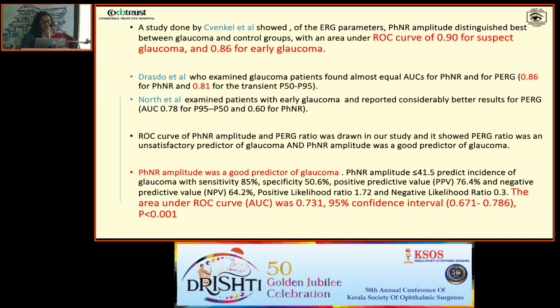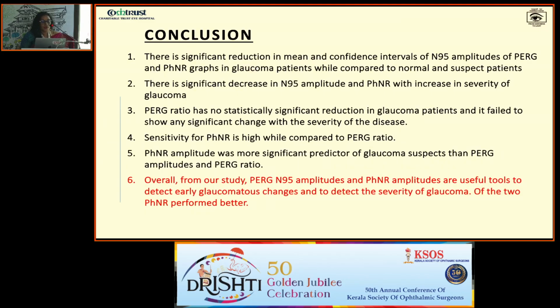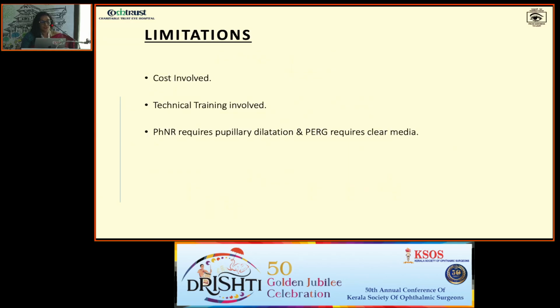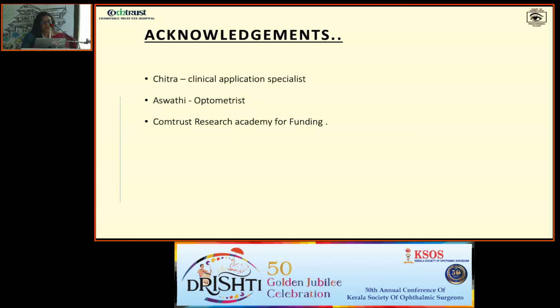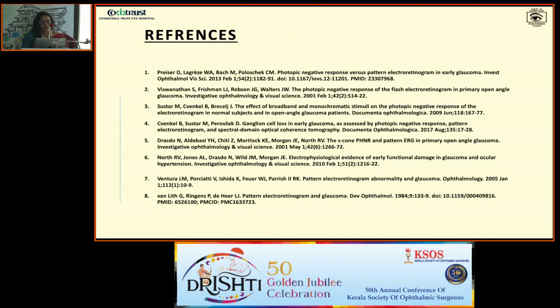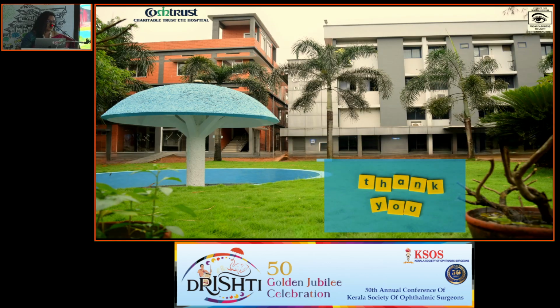So we concluded that overall the PRG N95 amplitude and the PHNR amplitude are useful tools to detect early glaucoma changes and to detect the severity of the glaucoma, and of the two, PHNR performed better. The limitations were the cost involved and the technical training involved, and PHNR required pupillary dilatation, whereas PRG requires clear media; with dense cataract we cannot do it. And these are my acknowledgements. These are my references. Thank you.